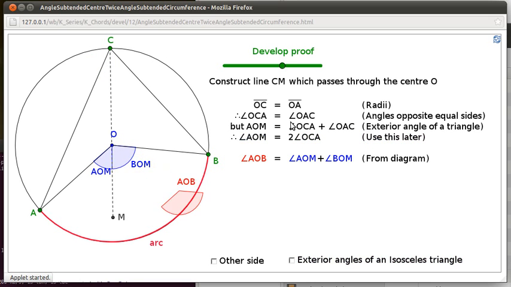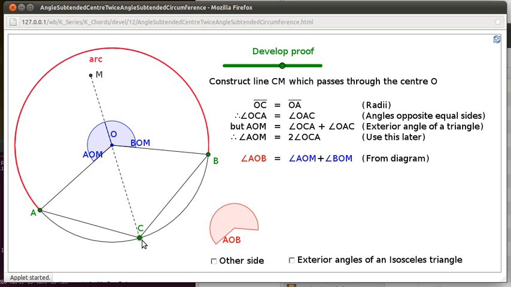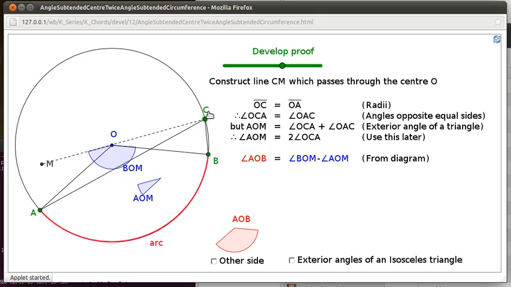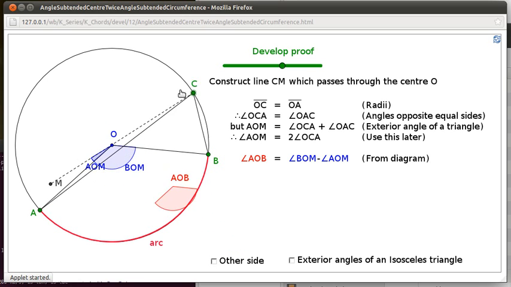And then we're going to look at the diagram, we're going to say the big red angle is the same as the blue angle plus the other blue angle. And even if we move it around over here, the big red angle is the same as the 2 blue angles. The tricky part is that if you stick it over here, the red angle is the same as the big blue angle minus the little blue angle. But we'll come to that a little bit later on.